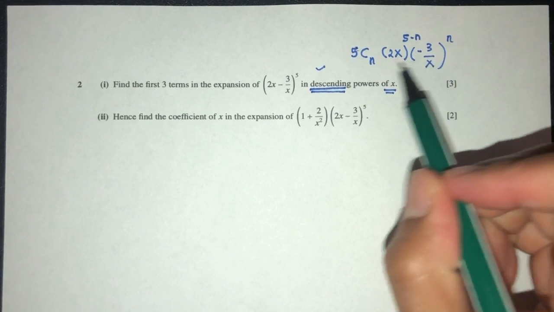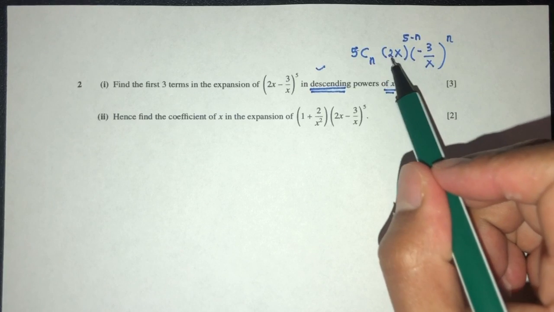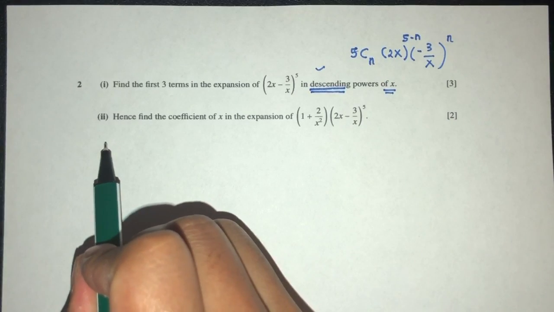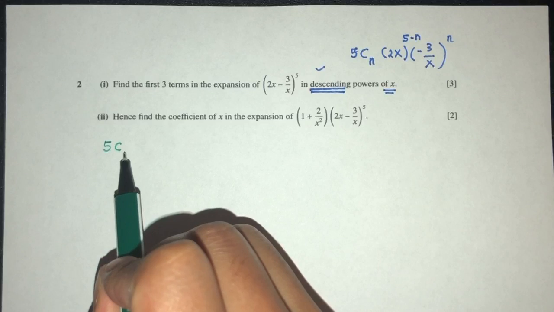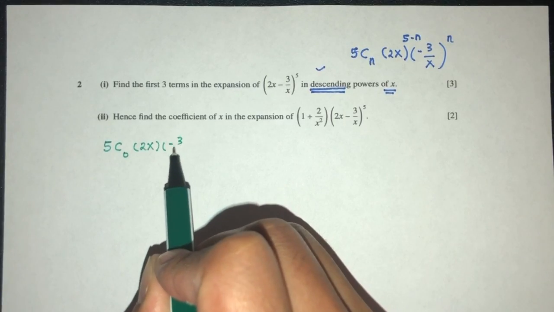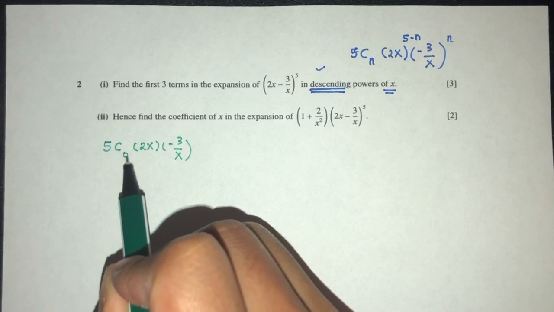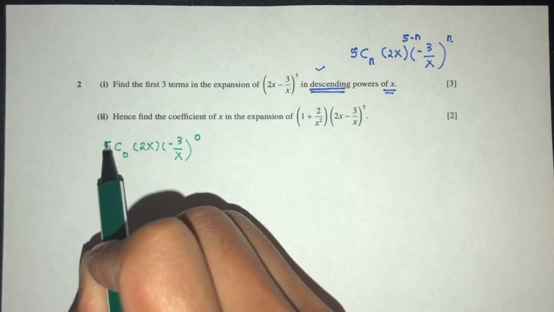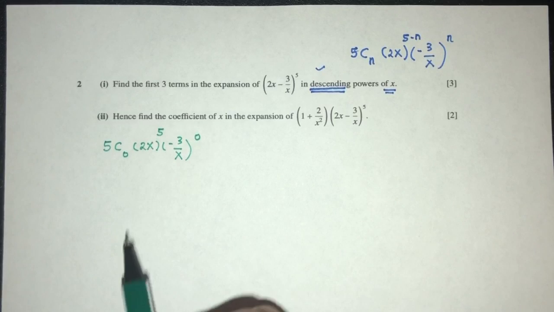As you can see here, we have to begin in such a way. Here we have the highest power. So the first term will be 5 choose 0, (2x)^5 times (-3/x)^0. This is 0, this also will be 0. 5 minus 0 is 5, right?